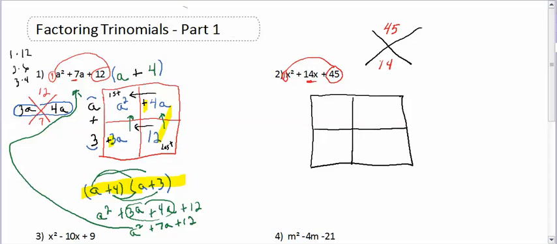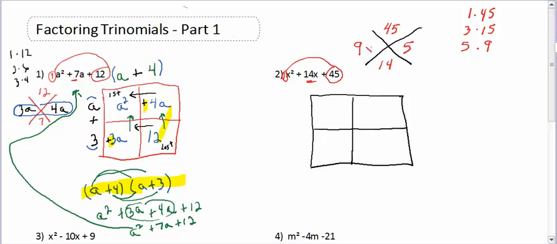Okay, and again, you can go through and list your factors. You can say 1 and 45. Is it 3 and 15? And then 5 and 9. So 1 and 45 doesn't make 14 when you add them together. 15 and 3, that's 18, not 14. 9 plus 5, that's 14. So it's going to be a 9 and 5.